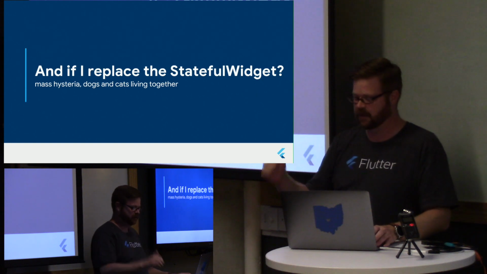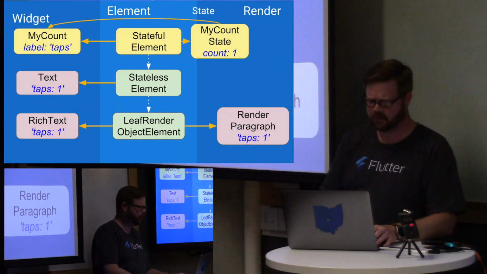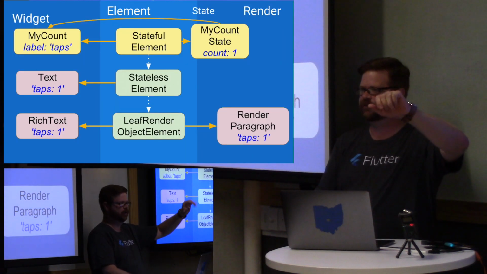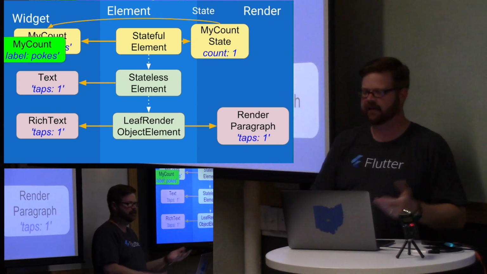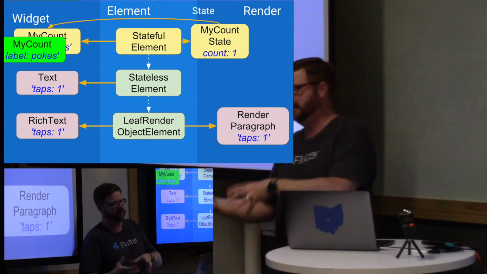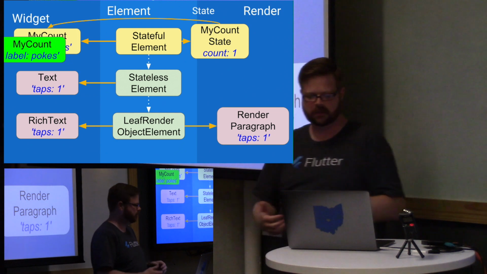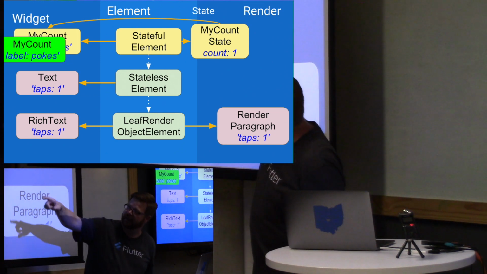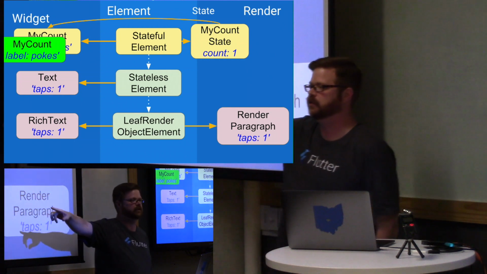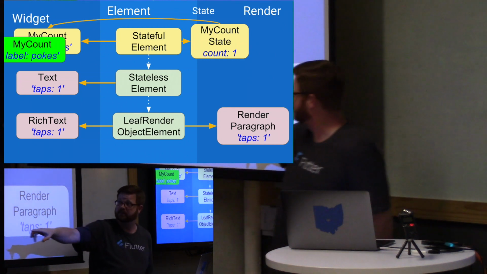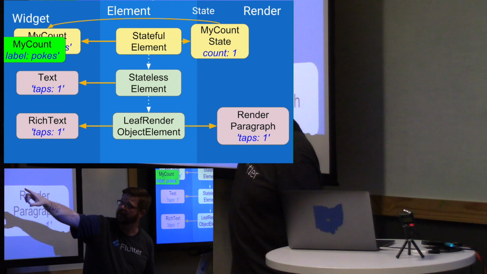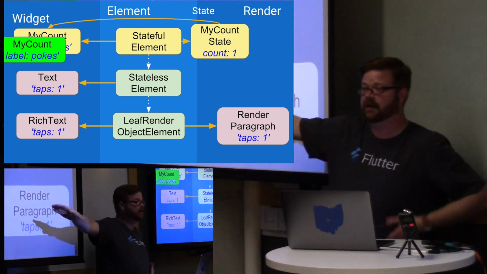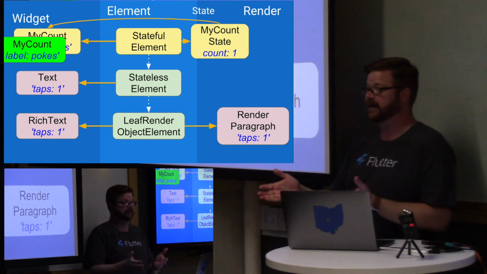And it did it through this process. So what happens if, say, there's a change above, or I call run app again, and I have a new widget of the same stateful widget class. So before I had my count, and it was taps. So say I want a new my count, and I'm changing the configuration. I'll say pokes, because hopefully Facebook isn't here to sue me. So I'll change that. What happens then?